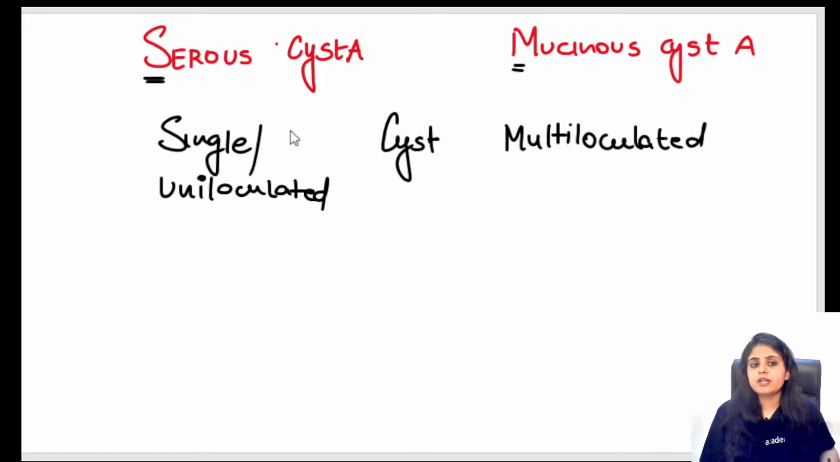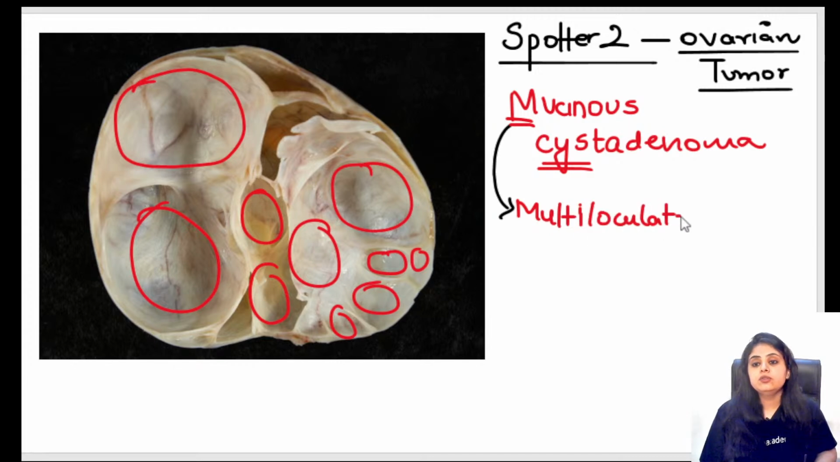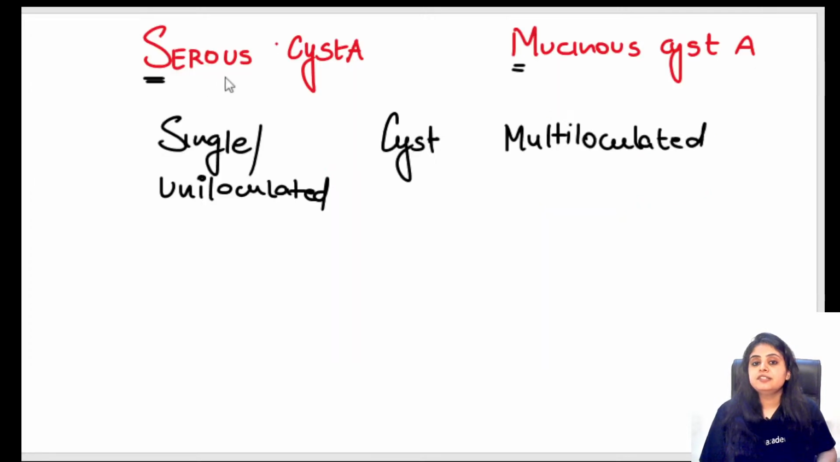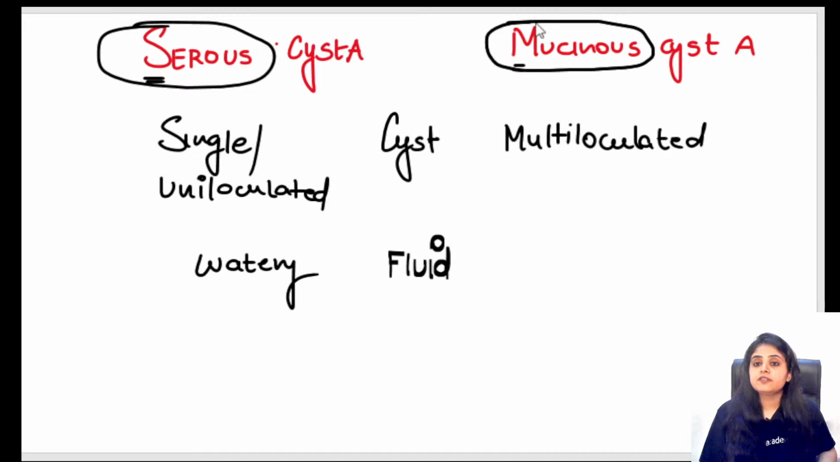So when I come back to my question, I see multiple cysts over here, not single. So the first pointer towards mucinous cystadenoma is multilocularity. Then you'll say, why did you label them serous versus mucinous? Because of the fluid. What kind of fluid is going to be present inside them? The word serous refers to water. It has completely watery fluid inside it. Whereas the word mucin refers to gel, so there is a kind of jelly or mucinous material present inside it.